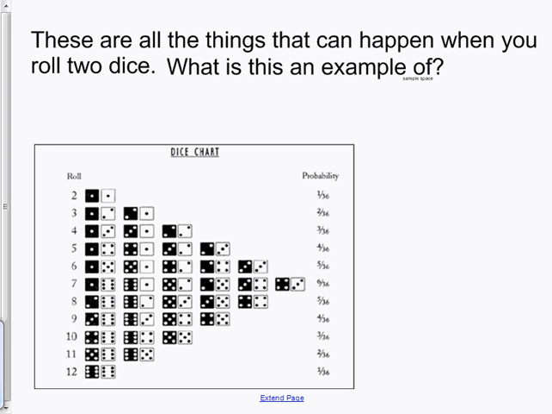You get a 1 and a 2, or a 2 and a 1, or a 1 and a 3, or a 3 and a 1, or a 2 and a 2, or a 1 and a 4, or a 4 and a 1, or a 3 and a 2, or 2 and a 3. It gets confusing to say all of them, but do you get that there's a whole bunch of things that could happen when you roll 2 dice? It's not just you could get a 1. You got 2 dice. Okay, so these are all the things that could happen when you roll 2 dice.